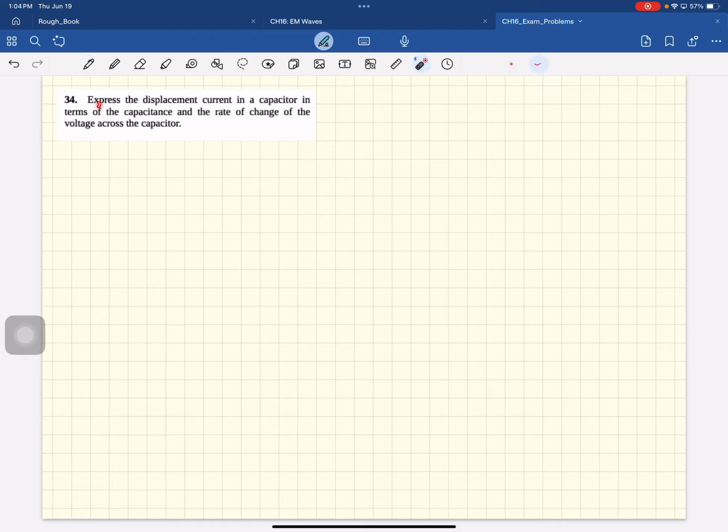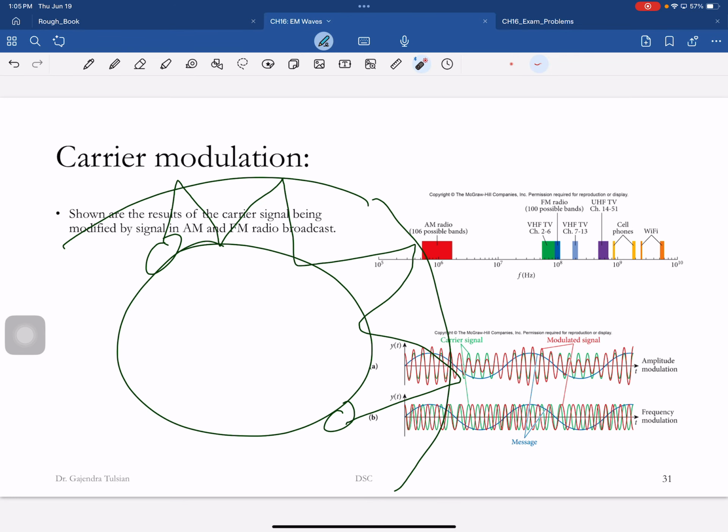Okay, so this says: express the displacement current in a capacitor in terms of the capacitance and the rate of change of the voltage across the capacitor. Okay, so let me first tell you what the displacement current is.